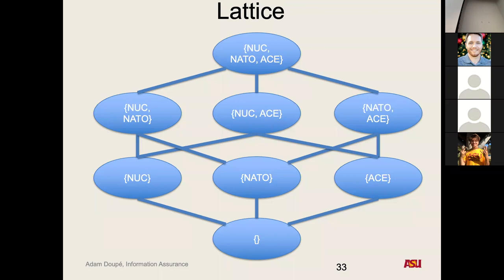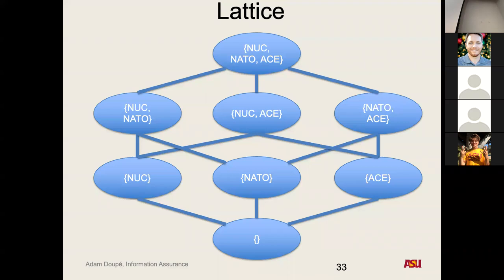So I should be able to read any document whose categories match nuclear or ACE. Also, I can read documents that don't have any category, but I can't read documents that have NATO, because NATO is not a subset of the set containing nuclear and ACE. Similarly with writing, I can write directly up. If I have no categories, just like before, I can create a document that has nuclear, NATO, and ACE and write everything I want to it. But because I don't have access to that information, there's no way I'm leaking anything. I can't even read the document I just created.